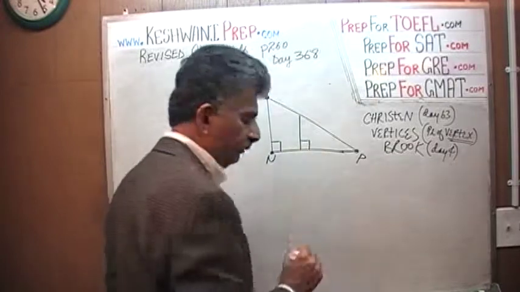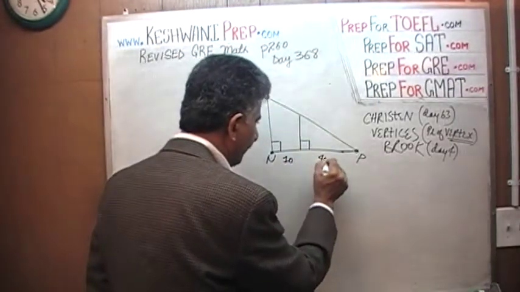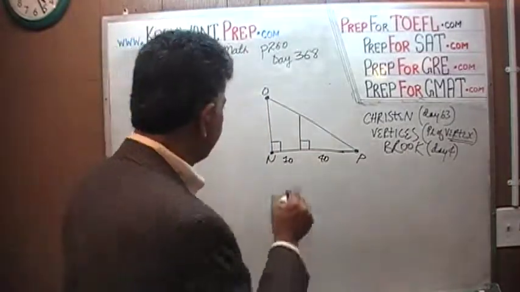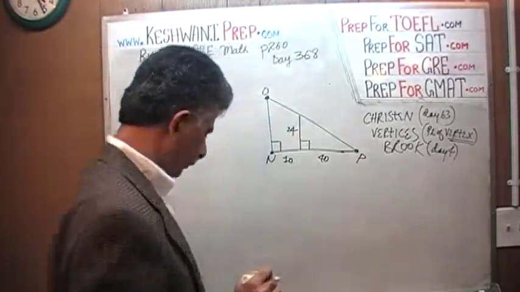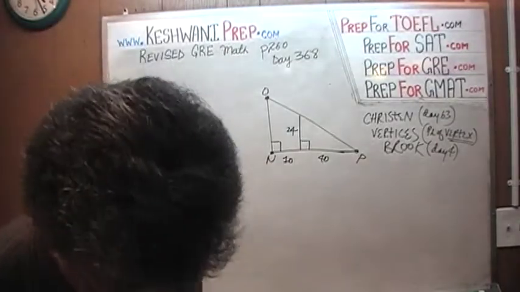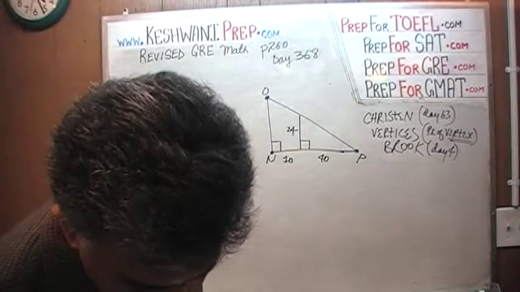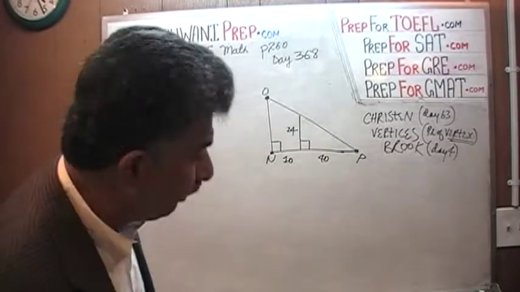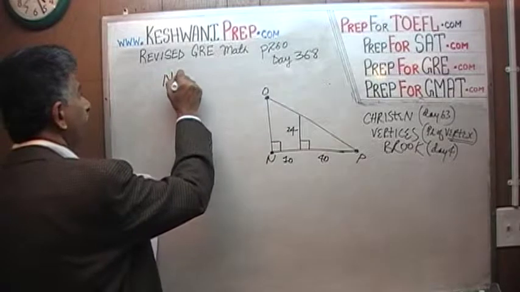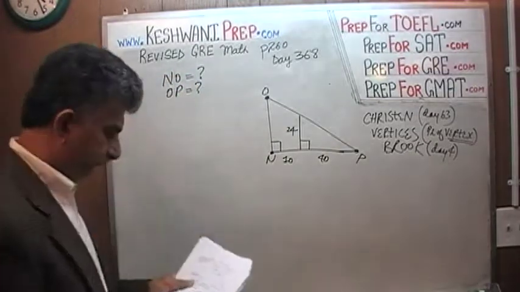This one we are told is the right angle. This part here we are told is 10. This is 40. And what else we are told? This side we are told is 24. What is it that they're looking for? They're looking for the lengths of NO and OP. All right, NO and OP. Let's find out, shall we?